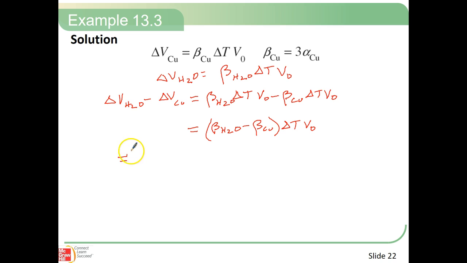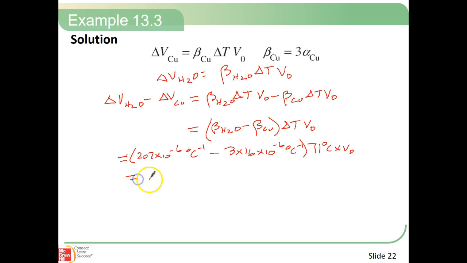This is going to be equal to, I'm going to move this all the way over, 207 times 10 to the negative 6th degrees Celsius to the negative 1, so it will expand this much per degree Celsius, minus 3 times 16, because we've got 3 times the alpha for copper, times 10 to the negative 6th. This is degrees Celsius to the negative 1 also. We're going to multiply that times 71 degrees Celsius, and we're going to multiply that times the original volume.